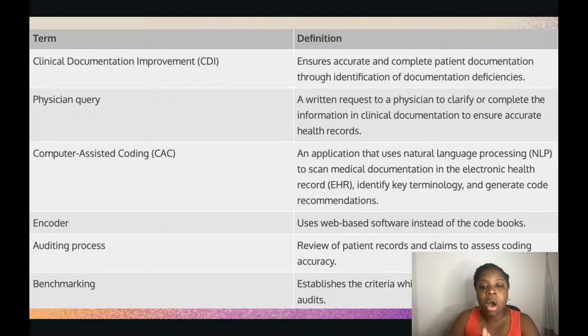So those are called physician queries. And that is something that is tested quite a bit on the RHIA, understanding what it is and the importance of doing that, and also the right way to do that. So you want to understand all of that for the exam.